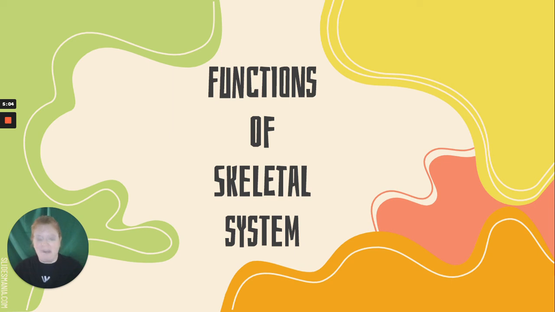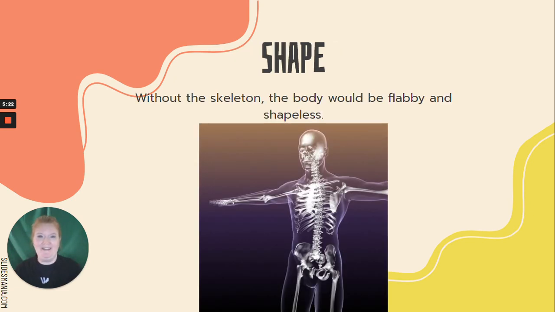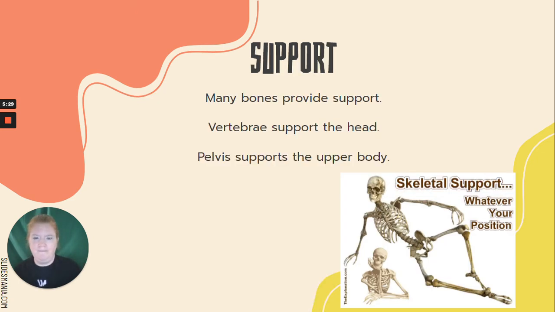Now let's talk about the functions. These should be self-explanatory, I hope. Protection. Bones protect your internal organs. Your ribs protect your heart and lungs. Your sternum protects your heart. Okay, your pelvis protects reproductive organs. Your cranium protects your brain. Shape. So without the skeleton, we'd be this flabby, shapeless, blob-like thing. Support. Many of our bones provide support. So our vertebrae support our head. The pelvis supports our upper body. Those are just a few examples.